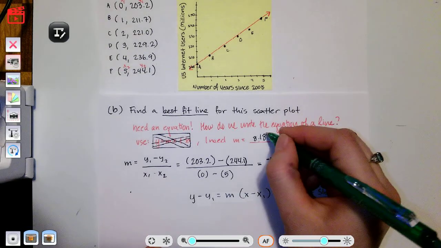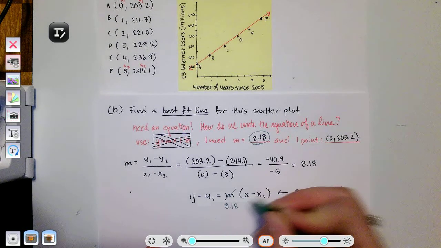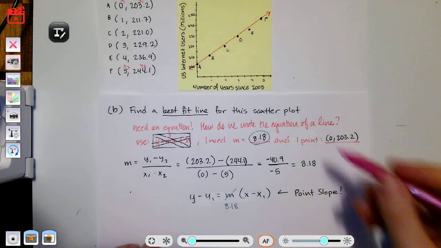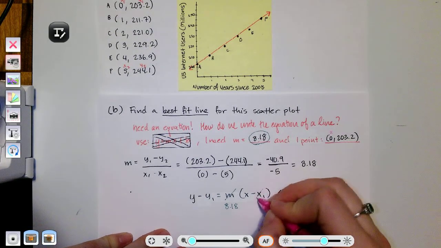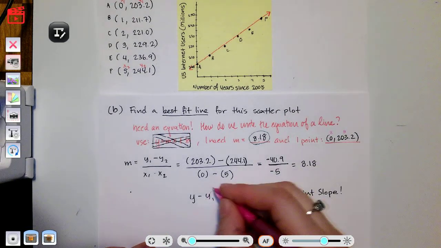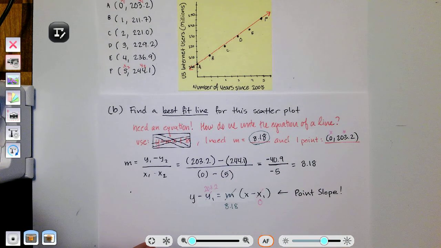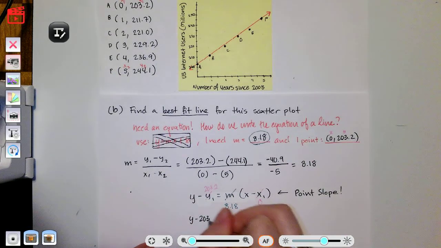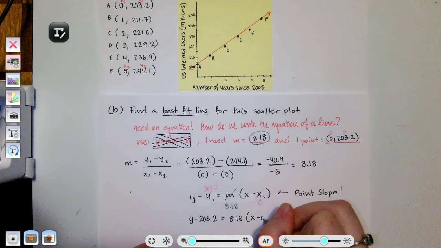Okay, so let's fill in our information. Our slope was 8.18, and then we'll input our 2 values for our points. Our x value is 0, and our y value is 203.2. Okay, let's go ahead and simplify this. So we have y minus 203.2 equals 8.18 times x minus 0.